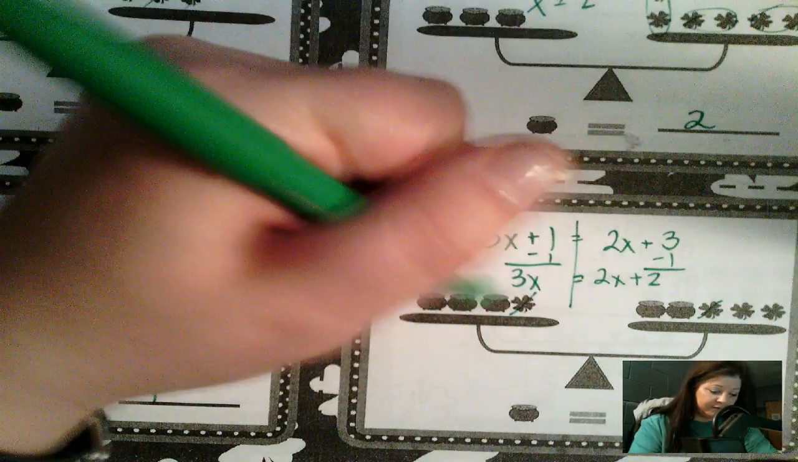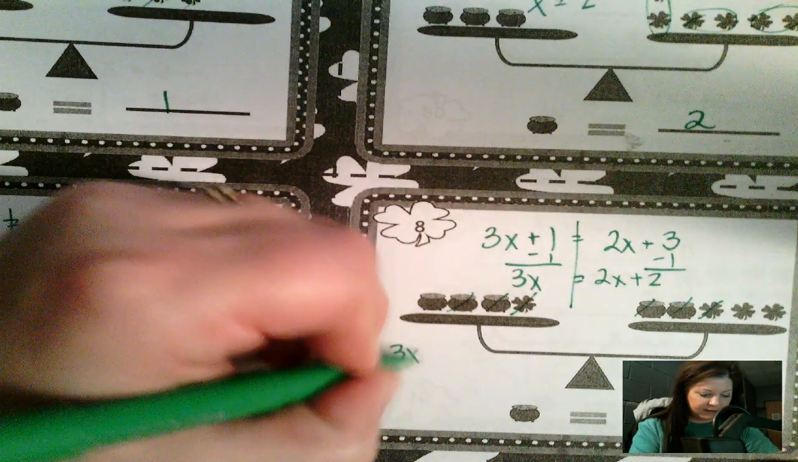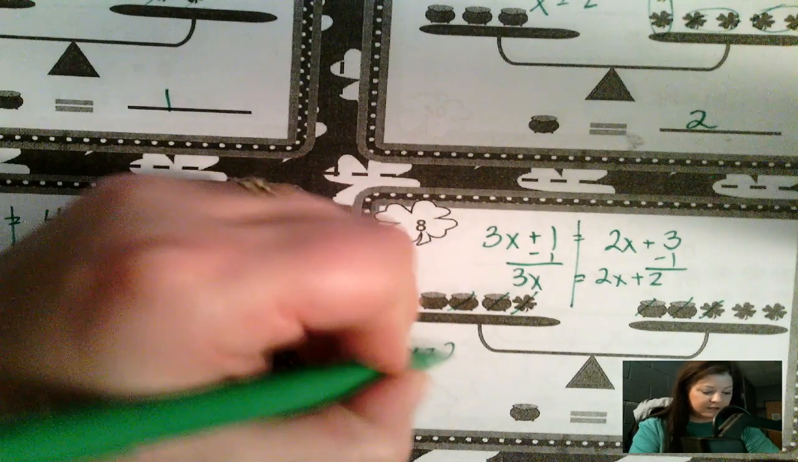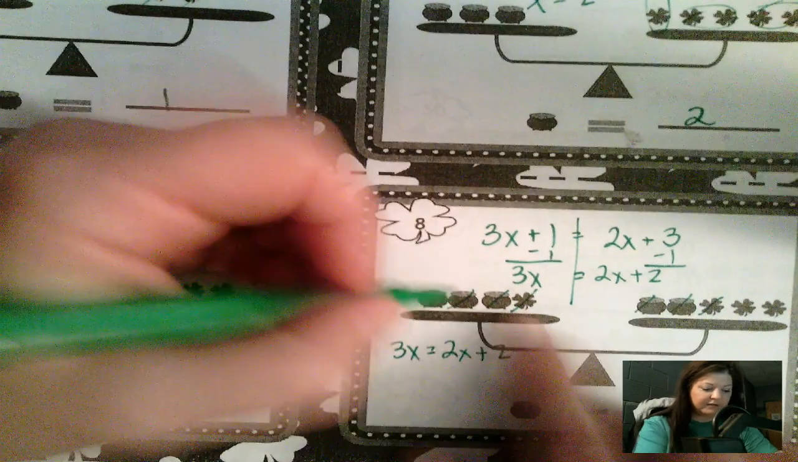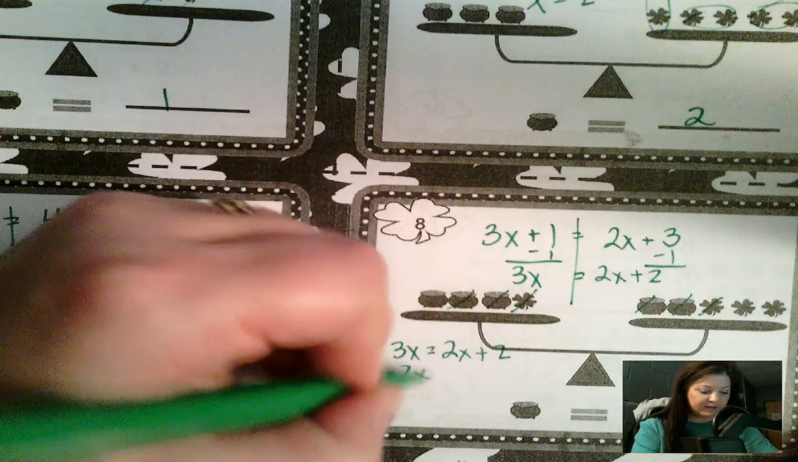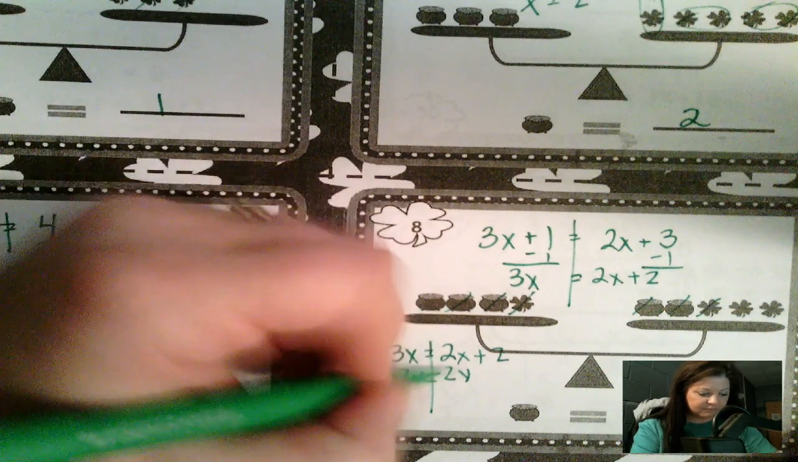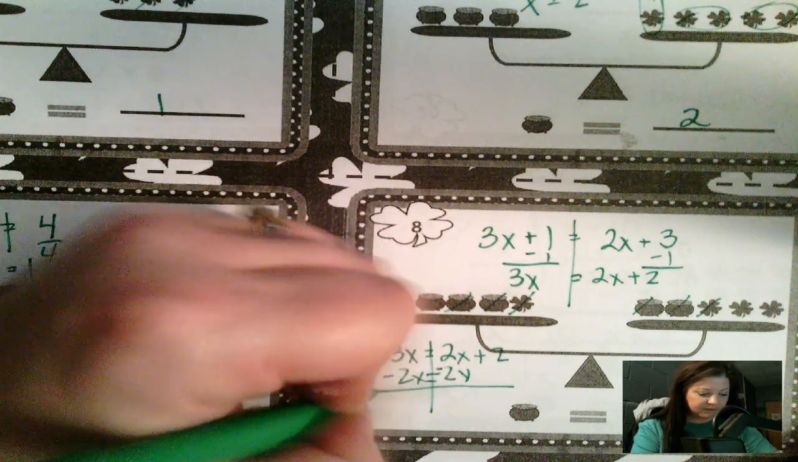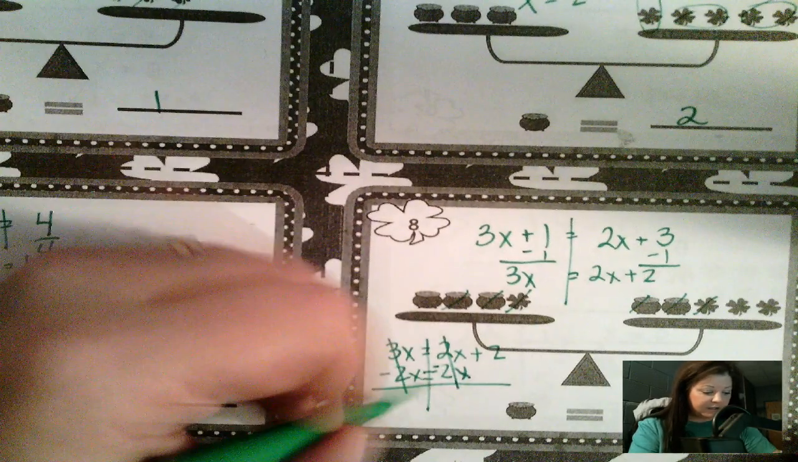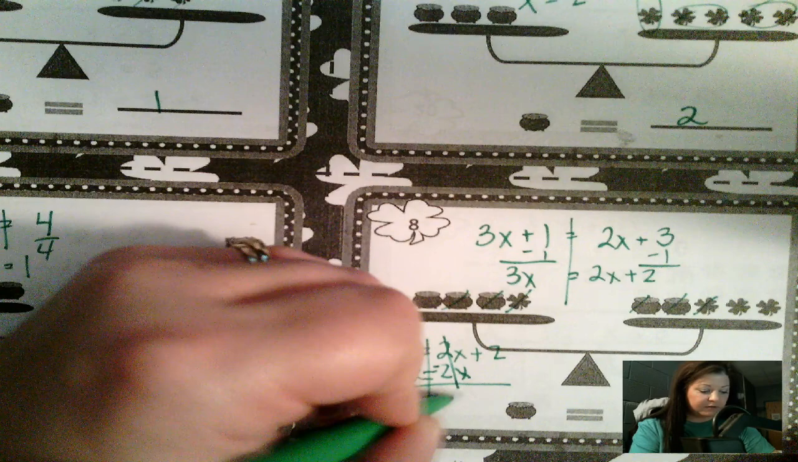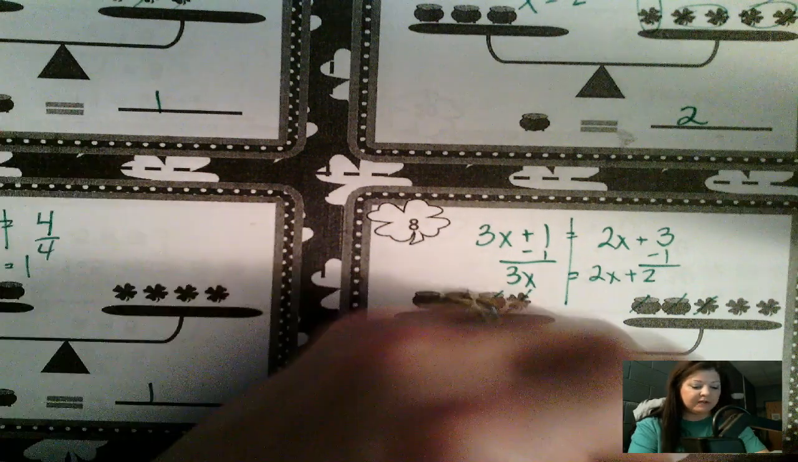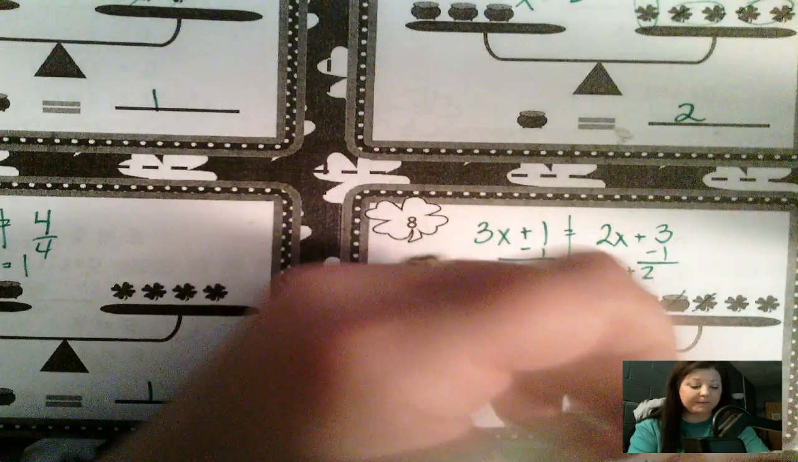And we can get rid of 2 pots of gold on each side. So I'm going to bring it down here. 3x equals 2x plus 2. If we subtract the 2 pots of gold on each side, minus, we have, oops, I should have canceled that out, sorry. X is equal to 2, okay? So we have 2 clovers per pot.